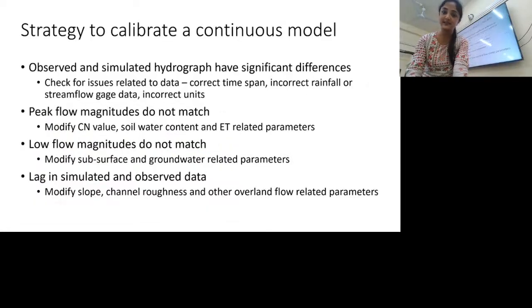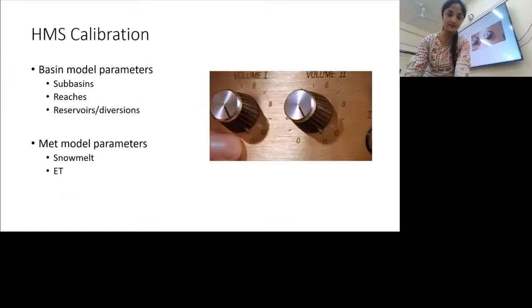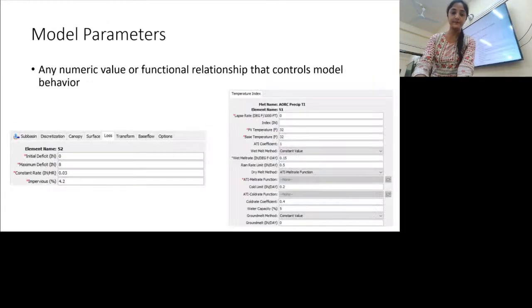Then, so these are the strategies. For HEC-HMS calibration, in this basin there are parameters available for sub-basins, reaches as well as reservoirs, and then meteorological model parameters like snowmelt and evapotranspiration. So all these parameters we can play with to calibrate the model.